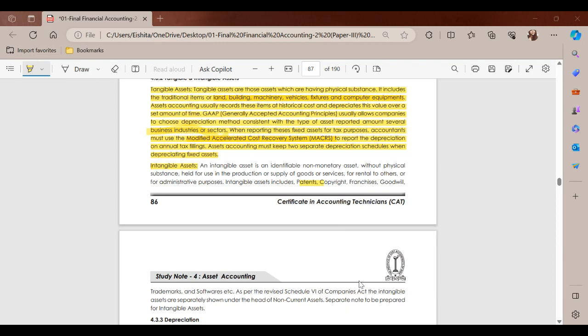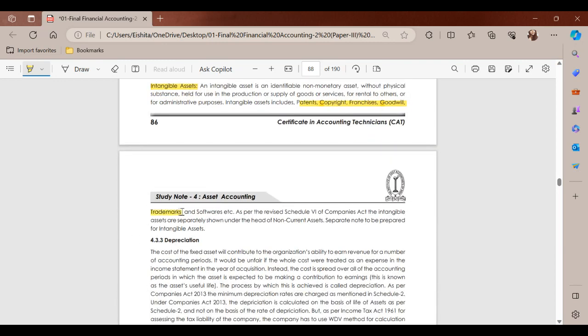Okay, what are intangibles? Patents are the ones which get registered. Copyright, second intangible property. Franchisees, third intangible property. Goodwill, fourth intangible property. Trademarks, fifth intangible property. And software. And there are many more intangibles depending upon the company.